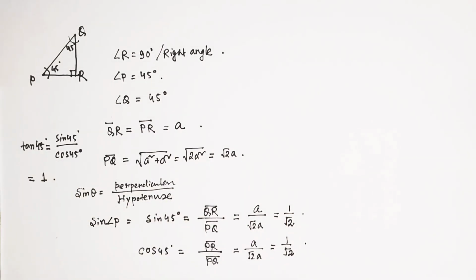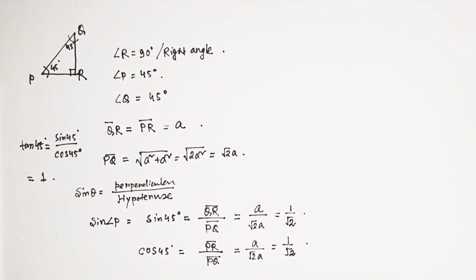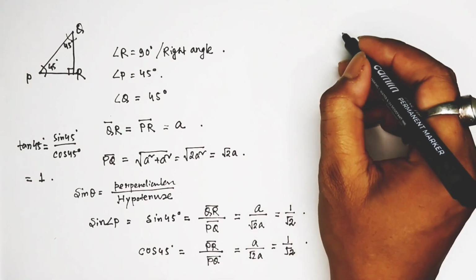Similarly, we can calculate the value of T ratio with respect to the angle 30 degree and 60 degree also. For this, we have to draw an equilateral triangle.